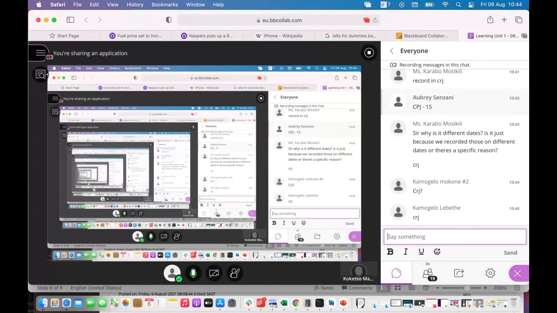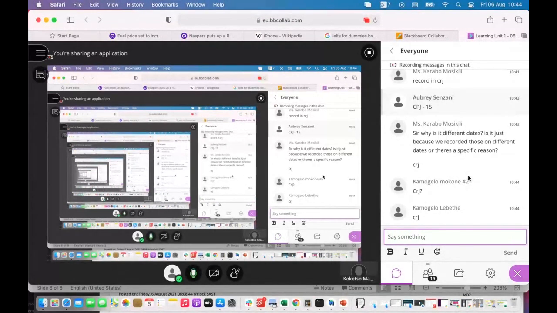It's in the CRJ. Now, you asked a nice question there. Why is it different dates? Is it just because we recorded these on different dates, or is there a specific reason? Yes, there is a specific reason. What typically can happen is we write the check on the 6th, but when this person cashed the check, they might have gone to the bank the next day, which, as you can see here, on the 7th is when this amount goes off. So they might have gone to the bank the next day, and therefore the bank only paid out the money the next day.